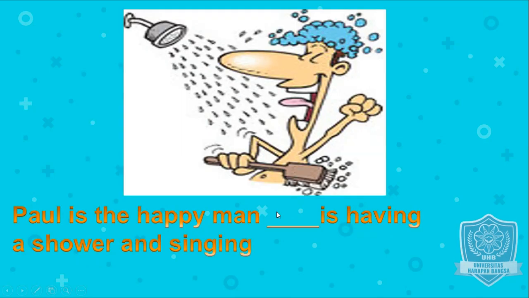Nice. Next question. Paul is the happy man, blah blah blah, is having a shower and singing. What do you think the answer? Who, which, whom, whose? Okay, who. Very good. Paul is the happy man. So who is having a shower and singing is to describe the happy man.